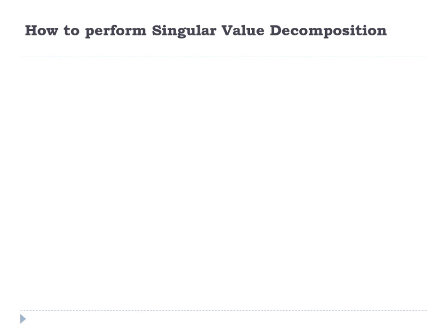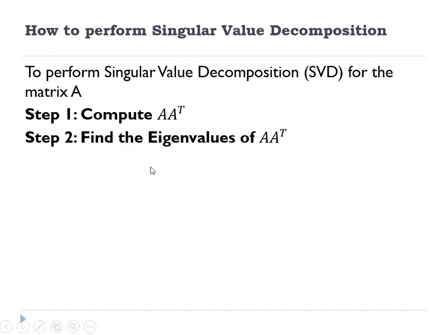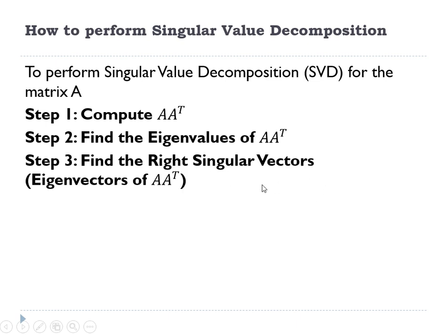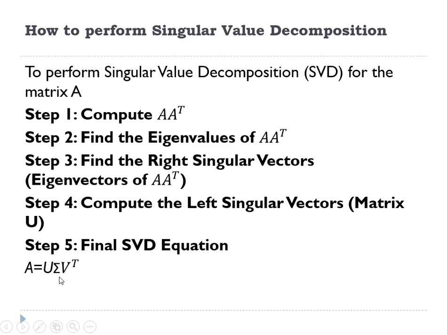Let's see the simple steps to perform singular value decomposition on a matrix A. The first step is to compute A into A transpose. A is the original matrix, so find the transpose of A and multiply that with A. Second step is to find the eigenvalues for this A into A transpose. Next you have to find the right singular vectors, that is the eigenvectors of A transpose. Next you have to find the left singular vectors, that is the matrix U, and then we find the final SVD equation U sigma V transpose.